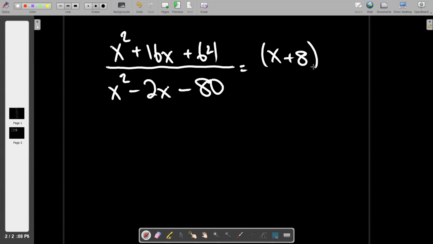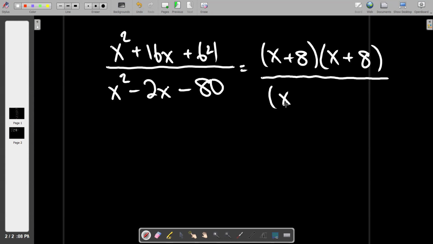Good. And I'm going to write it out as x plus 8 times x plus 8, just so that I can have the conversation with you that needs to be had. What is the bottom factor down into? Good. The question that I got earlier was, what do I do when there's 2 of the same? And my answer was, well, you just pick one of them and destroy it.